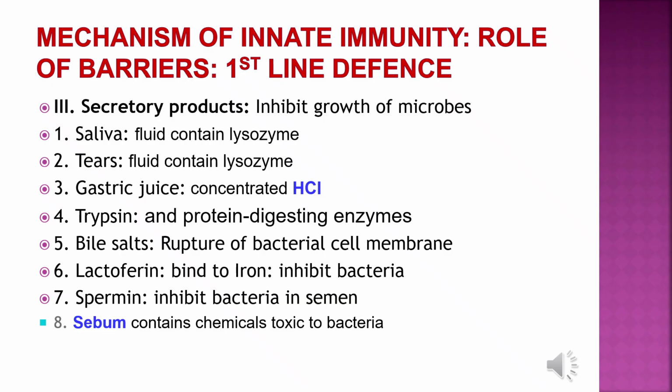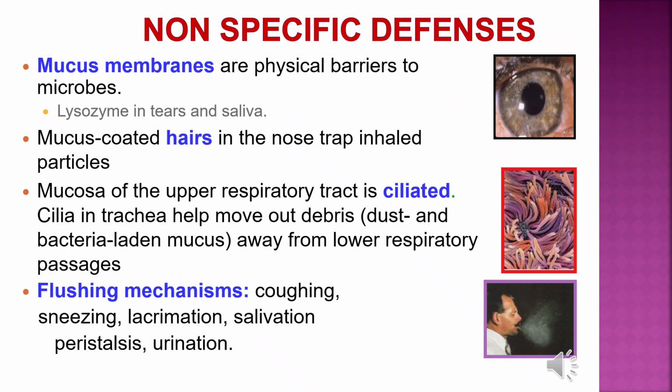Trypsin and protein digesting enzymes are present in intestinal juice. Then bile salts, they rupture the bacterial cell membrane and thus cause the killing of the microorganisms. Then lactoferrin binds to the iron and inhibits bacteria. Spermine inhibits bacteria in semen. Sebum contains chemical toxin to kill the bacteria. So here you can see examples of non-specific defenses. So mucous membranes are physical barriers to microbes. Lysozymes present in tear and saliva.